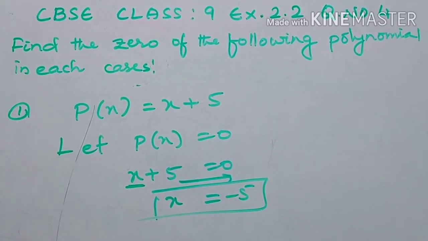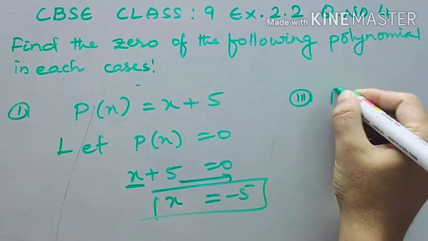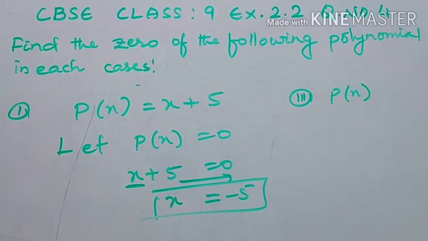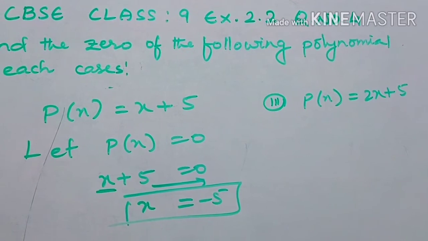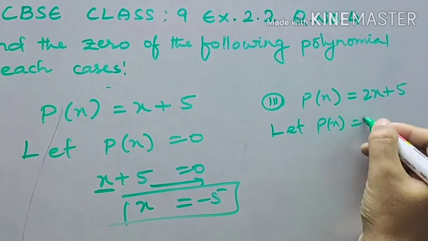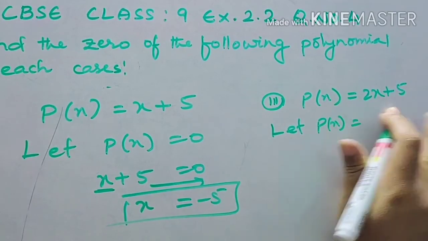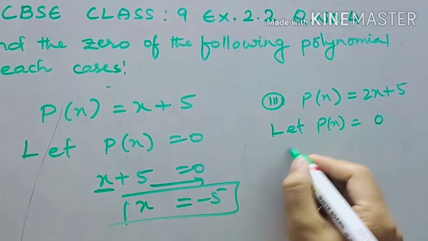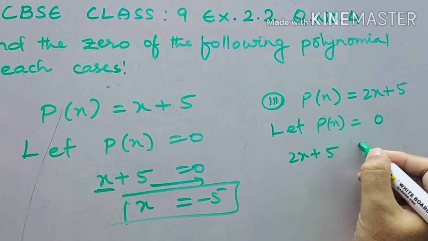So I will do the third sum. P of x is equal to 2x plus 5. So let us see this one. Let p of x be equal to 0 now. So p of x means 2x plus 5 is equal to 0.